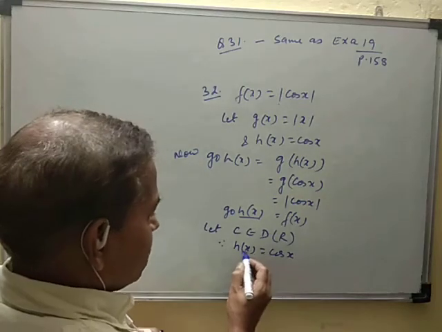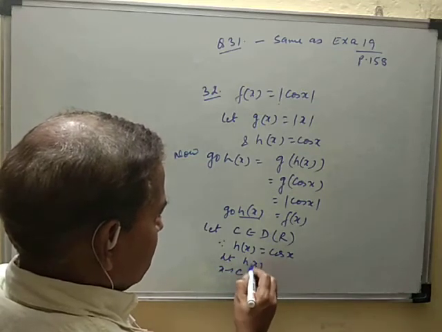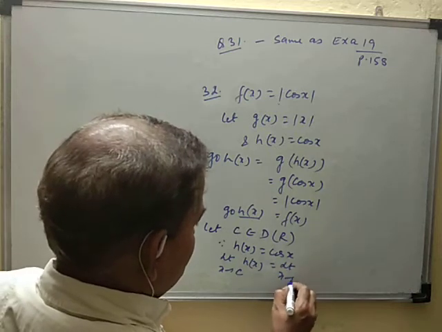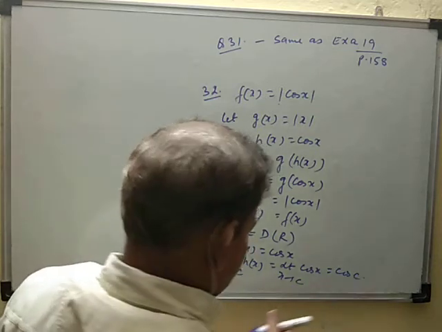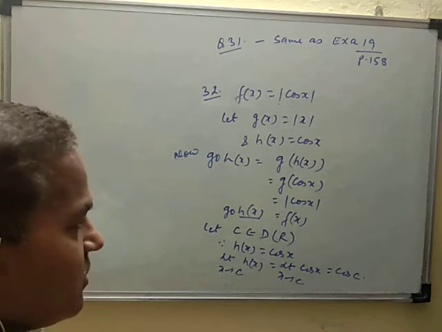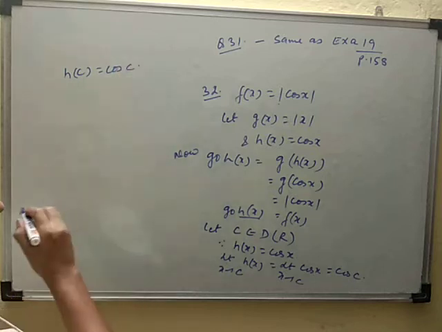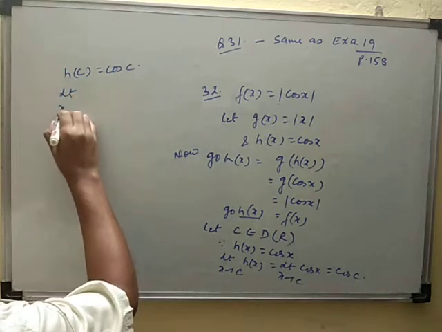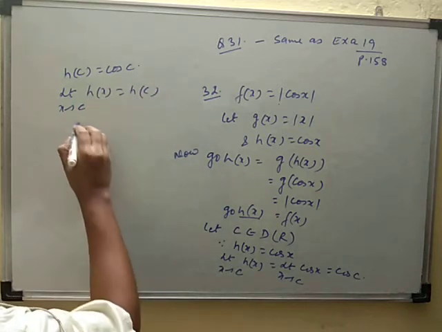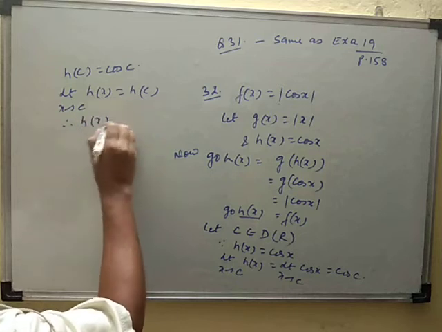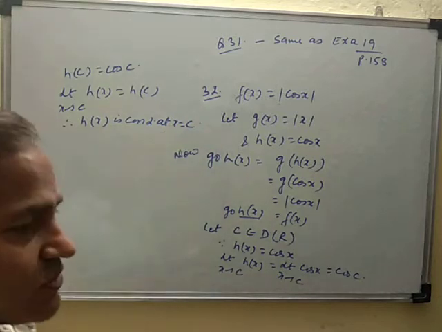So first we show that h of x is continuous. So find limit x tends to c, h of x is equal to limit x tending to c, cos x. Put limit value: cos c. So limit value is cos c. Now find the function value, that is h of c is also cos c. So limit x tending to c, h of x is equal to h of c. So therefore h of x is continuous at x is equal to c.